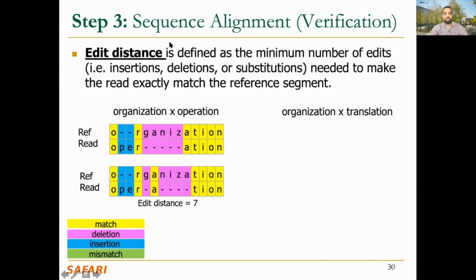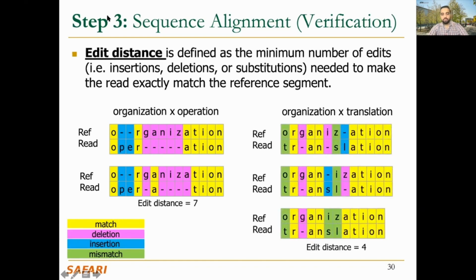Now, if you look into another example, for example, organization and translation. Think about these three alternatives now. Which one is better, this or this? Yeah, think about it and let me know. You can write in the chat box or you can enable your microphone. Any answer? So we have three alternatives.